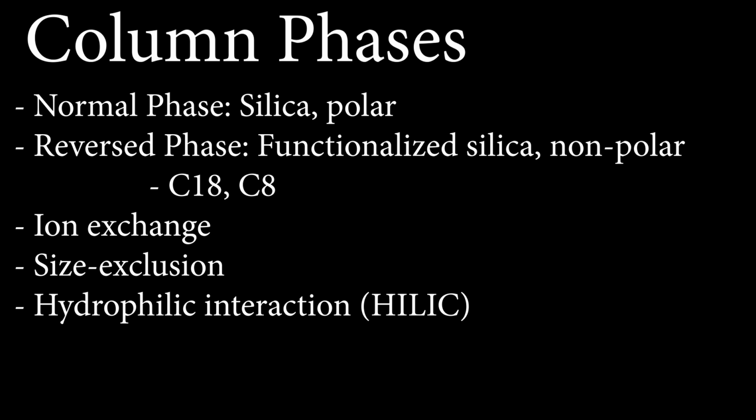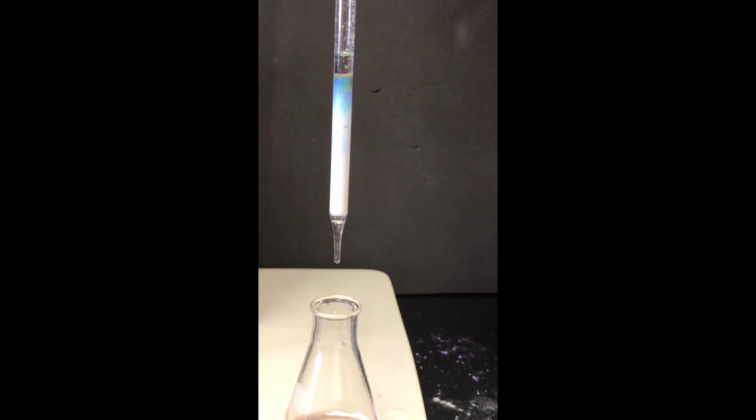You can also have an ion-based separation with an ion exchange column. Size exclusion columns, those are some of those bigger tubes you saw earlier, are actually based on size. They're almost like giant fancy filters. And then a newer column that has some pretty interesting use, particularly with sugars and things that are very polar. It gives you a little bit better analytical information for polar compounds than normal phase does. It's called HILIC, or hydrophilic interaction.